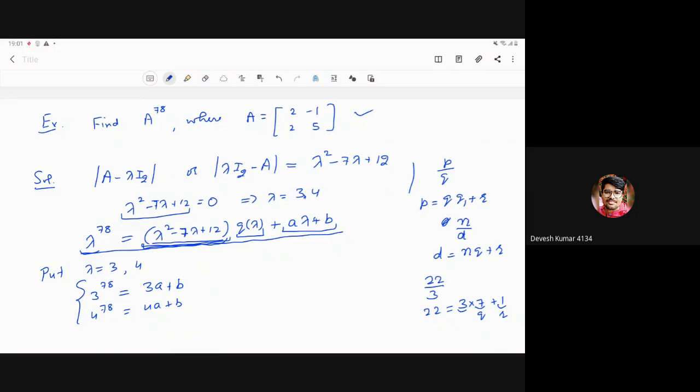From these, can you find a and b? From these, a is 4 power 78 minus 3 power 78. b is 4 times 3 power 78 minus 3 times 4 power 78. You can check. These are simple calculations. Two linear equations in a and b. I have just found a and b. Right?